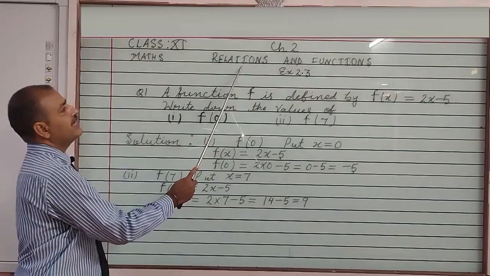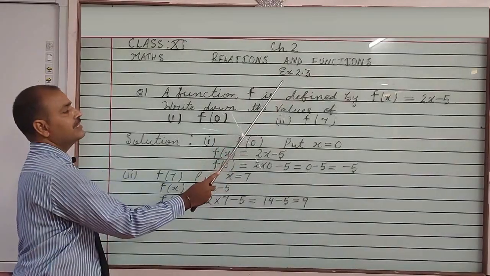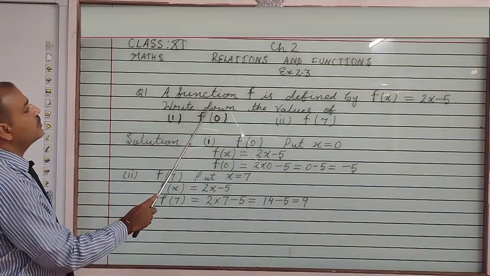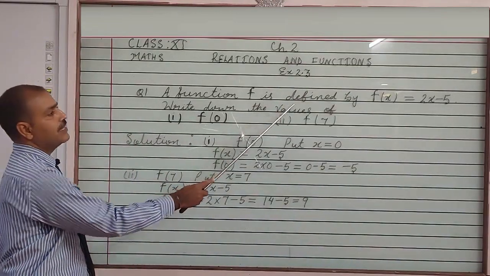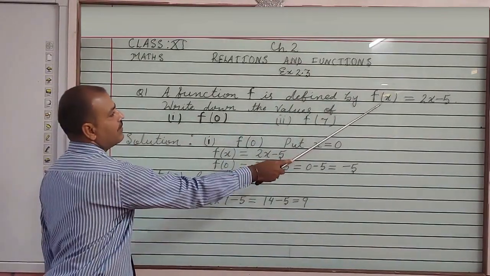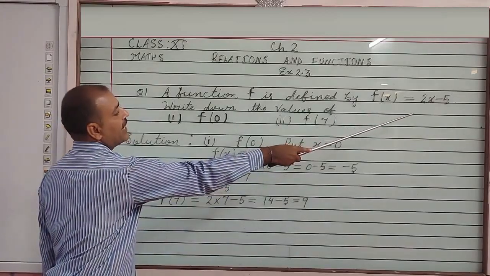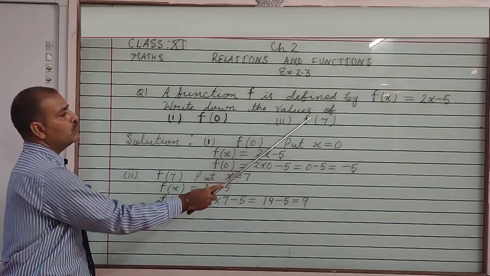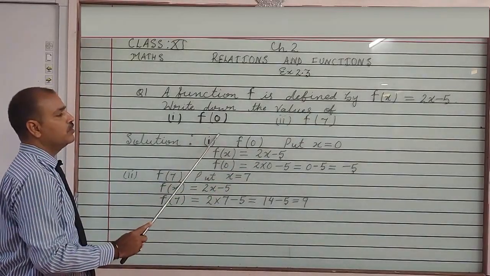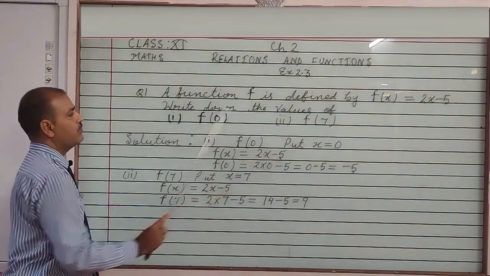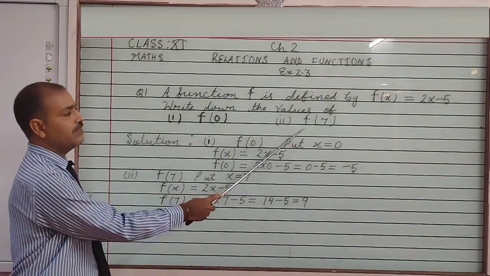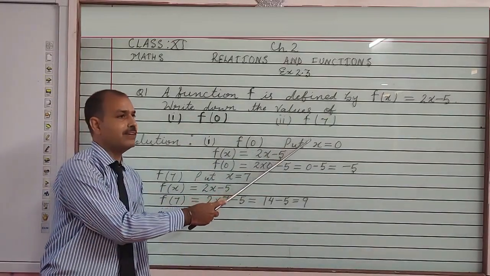Chapter 2, Relations and Functions, exercise 2.3, question 1. A function f is defined by f(x) is equal to 2x minus 5. Write down the values of f(0) and f(7). In the first part, we have to find the value of f(0) and the value of f(7).